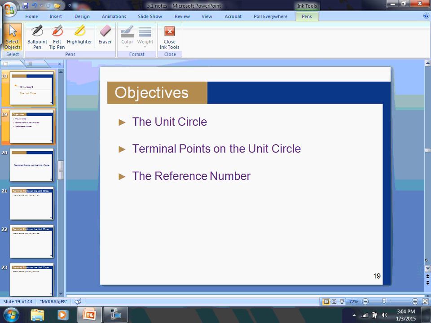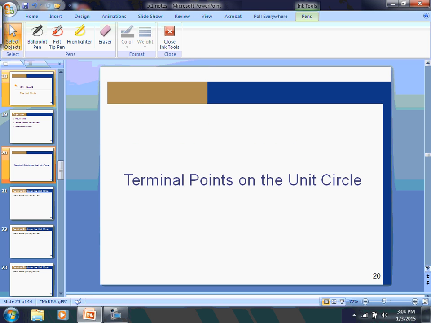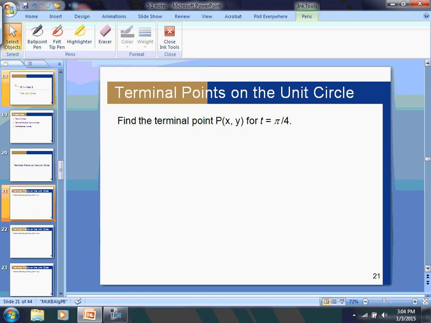And today we're going to continue talking more about the terminal points on the unit circle. We had talked about some of them for the degrees around the unit circle yesterday, so today we're going to talk more about the terminal points for the radian measurements. And we're just going to start with a few proofs, I guess, in a way. We're going to find the terminal points for 3 of the main radian measurements around the unit circle. We're going to start with pi over 4, and then we'll do pi over 3 and pi over 6.